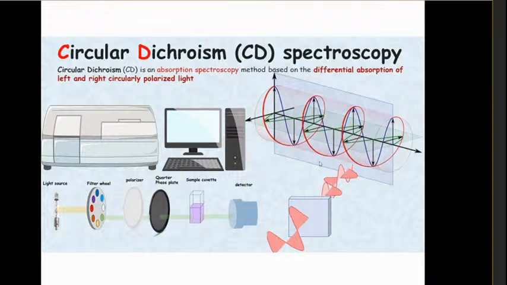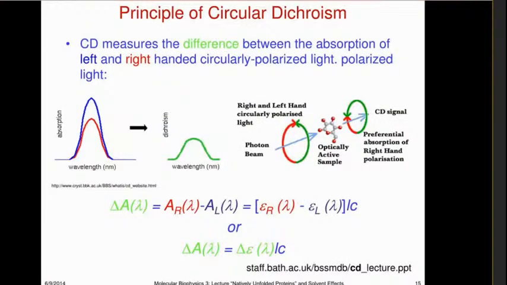All the things that happen are about wavelength understanding. Here, the wavelength, psi wavelength, you all studied. These are all sine waves. Using these sine waves, we can do the experiments. Okay, this is the principle of circular dichroism.